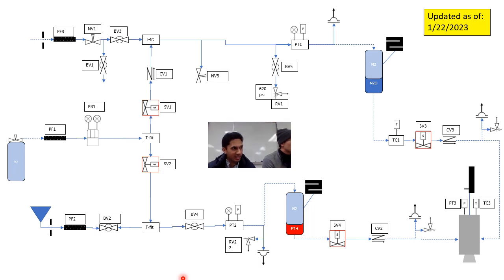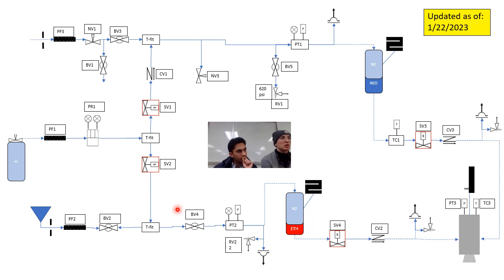We've closed BV2, then BV4, then SV2. The run tank is just above atmosphere. We want to increase the pressure of PR1 again, and then open SV2 briefly to pressurize that side of the system to slightly higher, at 15 psi instead of maybe 5 psi above atmosphere.